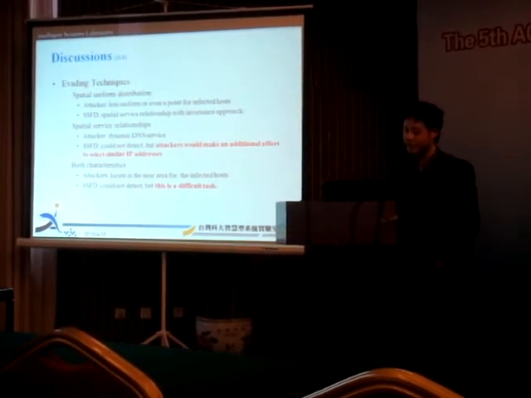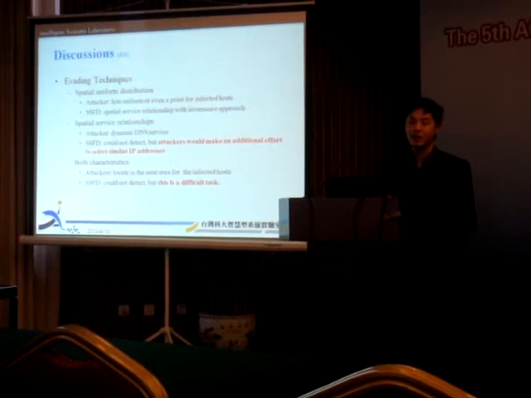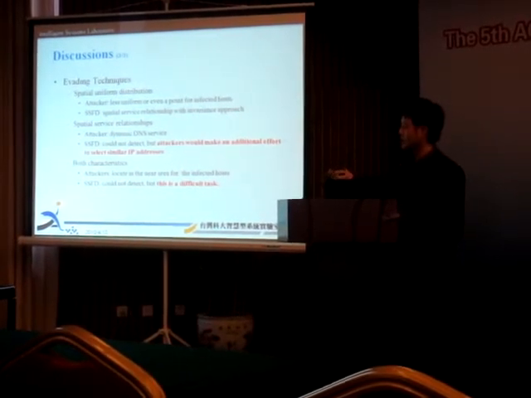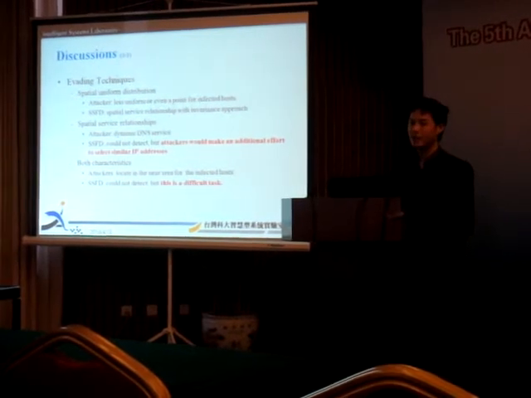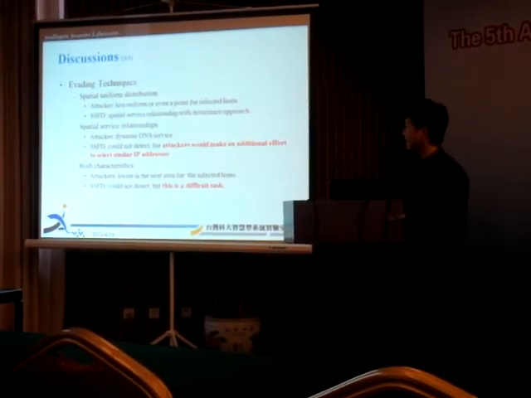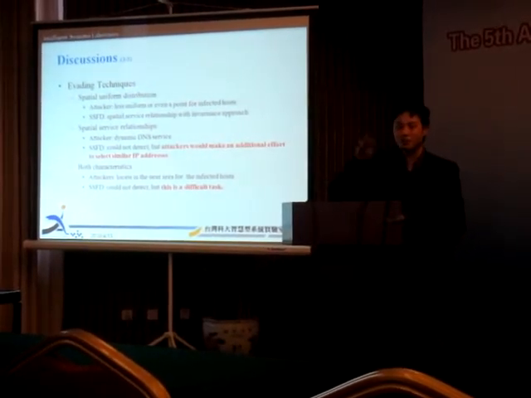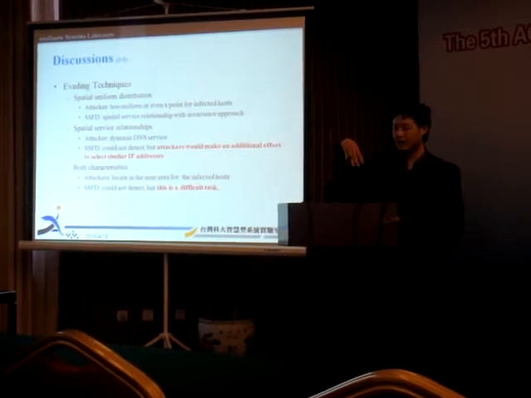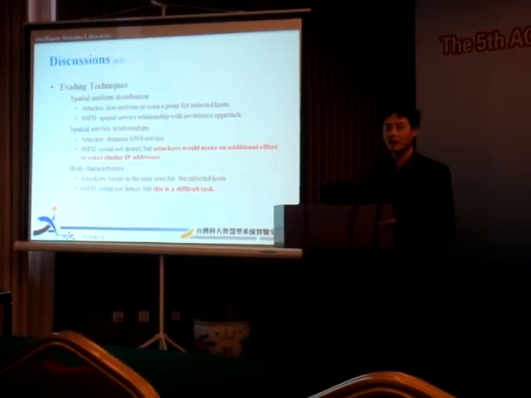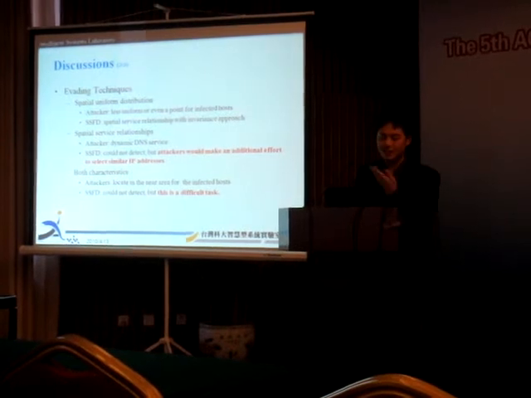They try to use dynamic DNS service. In our method we could not detect that, but attackers would need to make an additional effort to select similar IP addresses. Next, if they evade both characteristics and locate in a near area, for example, they locate in Taipei at a single site, we could not detect this kind of case. But this is a difficult task for them, because they actually want to spread out to different locations. If they are located at the same place, it is easier to find their sources, because the fast-flux service network tries to hide their original target sources.